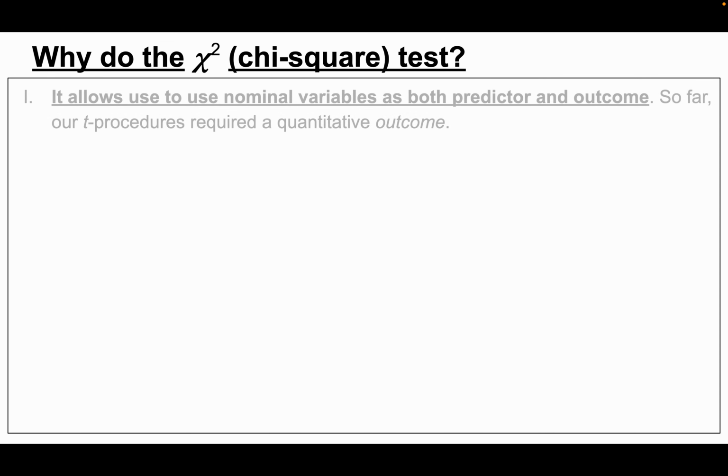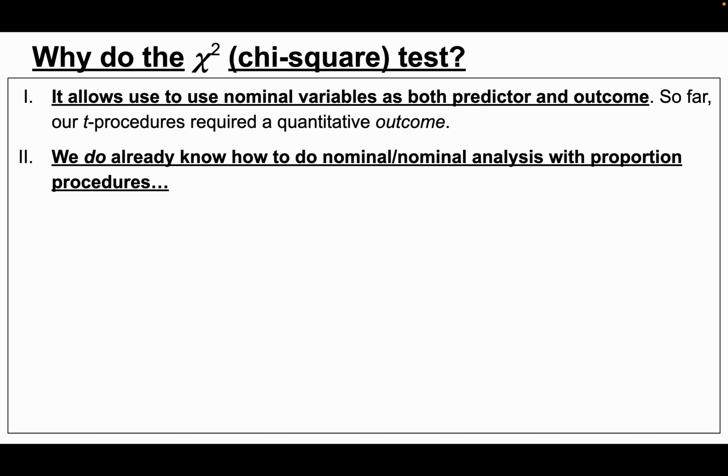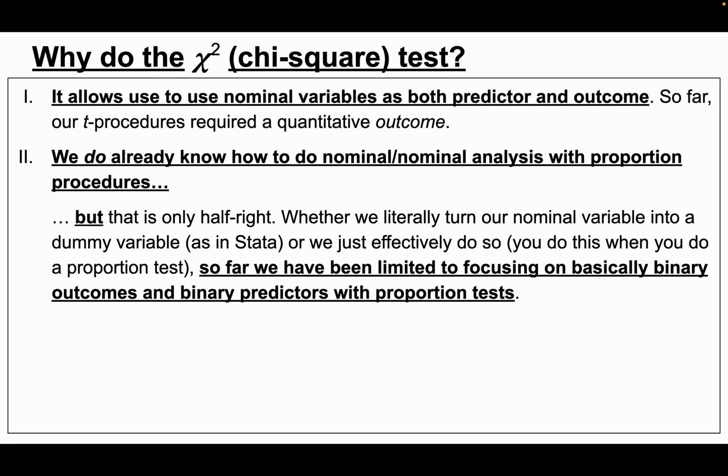So why would we do the chi-square test? Well, it allows us to use nominal variables as both predictor and outcome. So far, our T procedures required a quantitative outcome. We do already know how to do nominal analysis with proportion procedures, but that's kind of only half right.